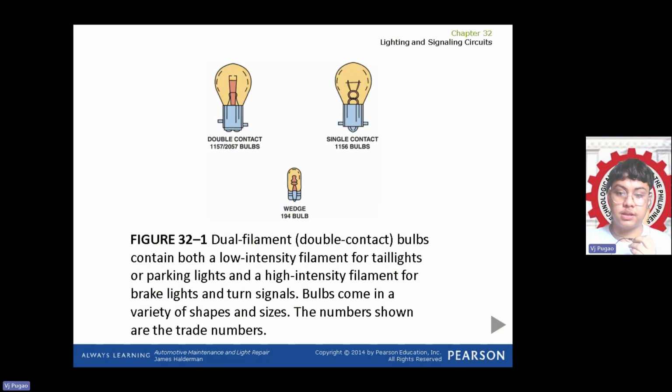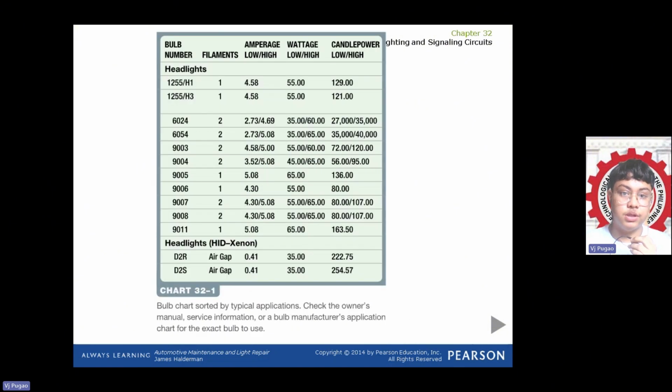So, dual filament or dual contact bulbs contain both a low intensity filament for taillights or parking lights and a high intensity filament for brake lights and turn signals. Bulbs come in a variety of shapes and sizes, and the bulbs shown are the trade numbers. So this is the bulb chart, sorted by typical application. Check the owner's manual, service information, or the bulb manufacturer application chart for the exact bulb used.